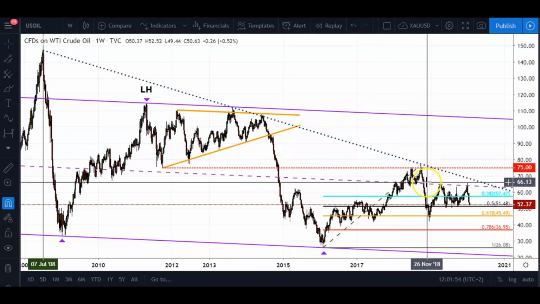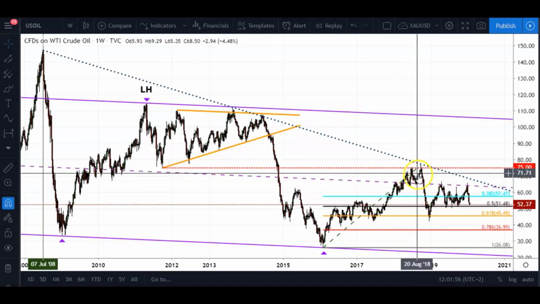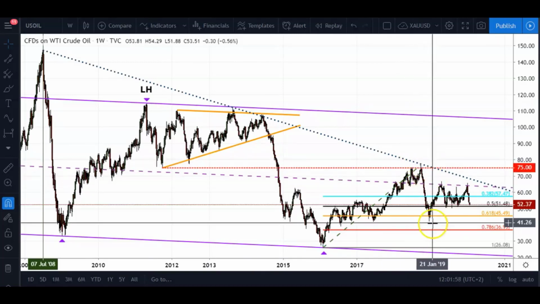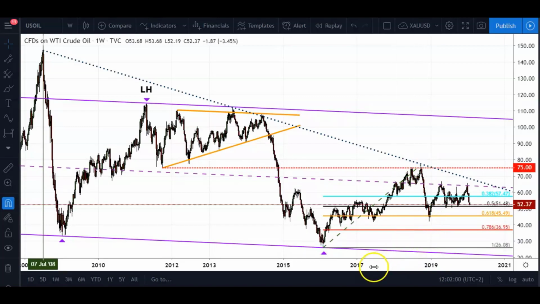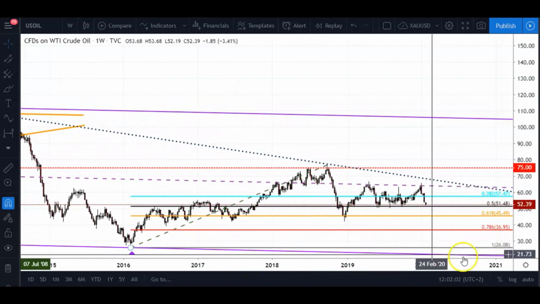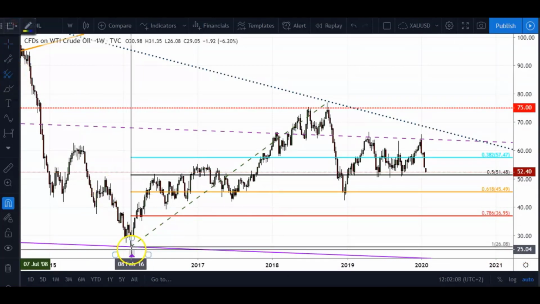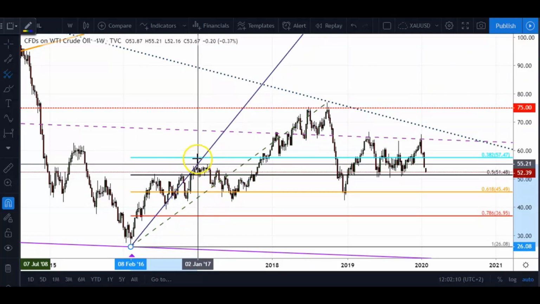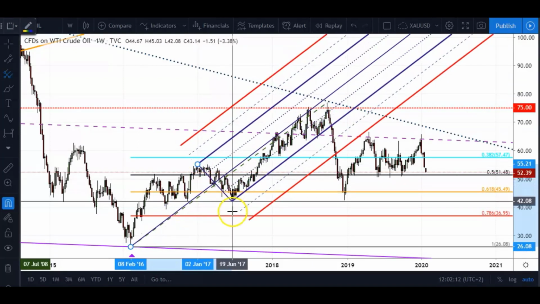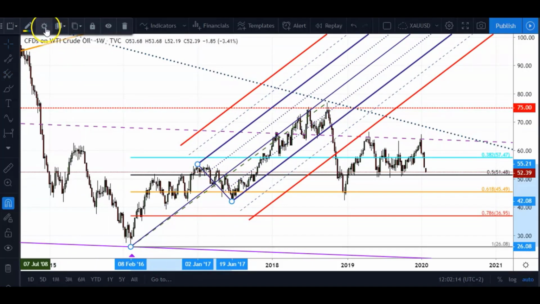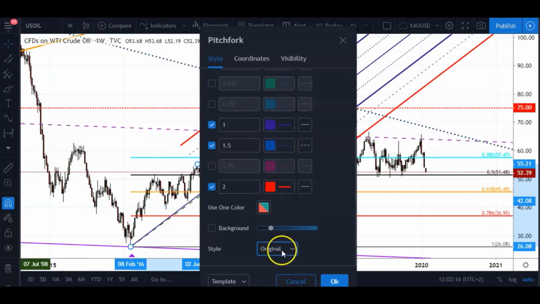Price tested once, a second time. There was a confluence of a few different lines at that level, and price came downwards. Now, if I just want to open this chart up a little bit and use a pitchfork, I can go from this low over here to that high over there to this low over here.